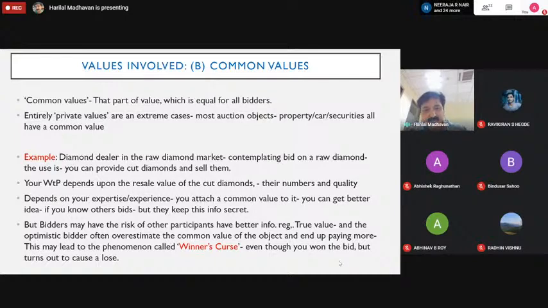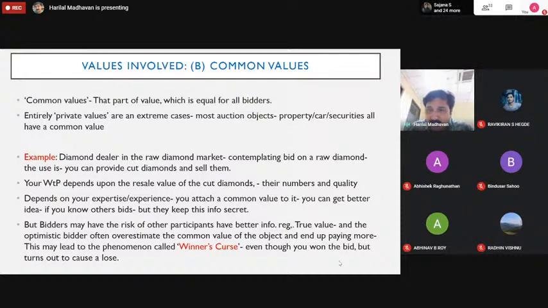If I am an expert in various types of diamonds, then I know what the value of it is, so you can get a better idea about it. But there is also the possibility that you don't know the real value, or common value, of that particular commodity. That's possible. We don't know actually what the real value of the commodity is. And in this case, there is a big problem.